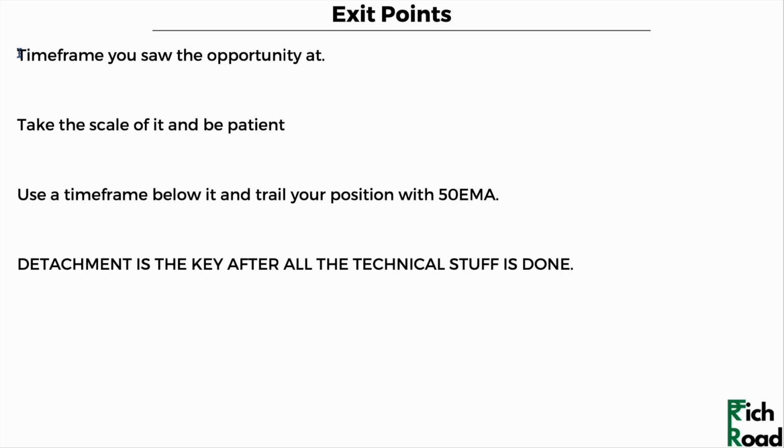The first thing is simply identify the time frame where you saw the opportunity. See, if you saw that the opportunity was in monthly, then monthly is where you need to be aware of the scale and be patient. Which simply means that let's say you saw the setup or whatever you look for on a monthly time frame. Then when that monthly time frame starts to move, the move will be of the scale of monthly. Because in a month a stock can go 20, 30, 40, 50%, anything according to its DNA.